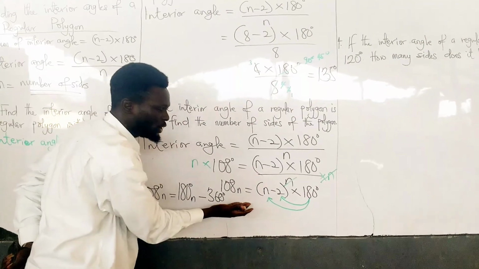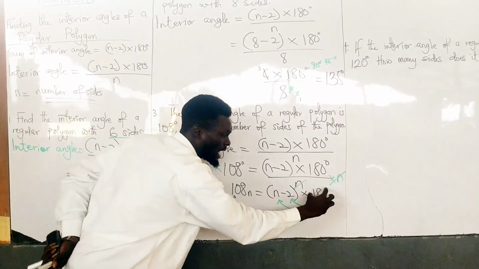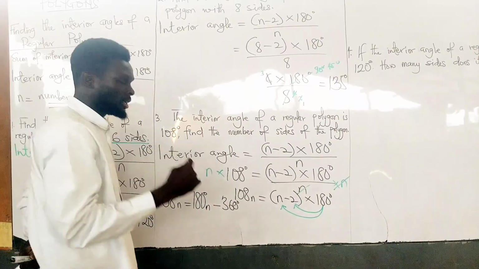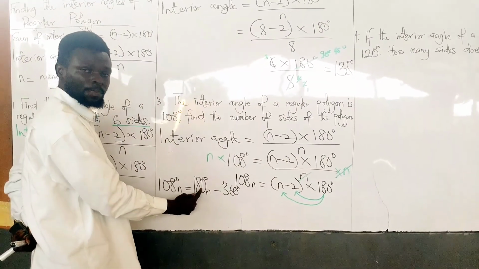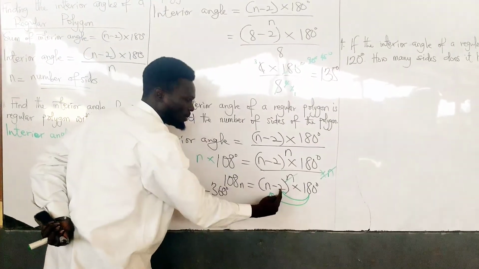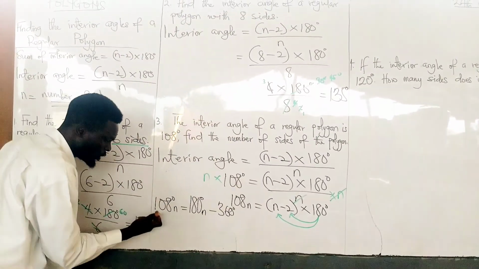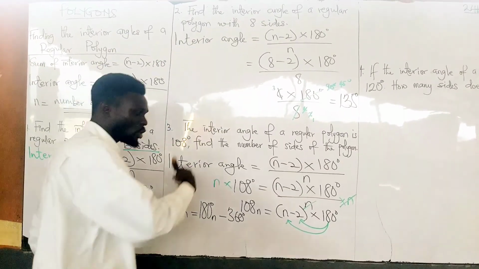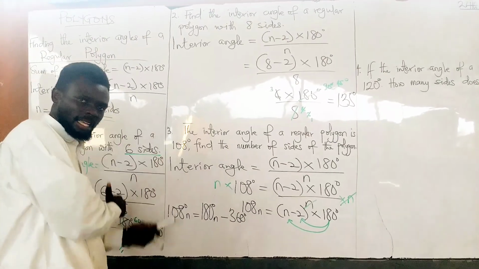So at this stage, we have to also clear the bracket. The 180 will multiply each of the elements in the bracket. So 180 times n will give you 180n. 180 times 2 will give you 360. Then with here, what do we do? You have n on the left side. You also have n on the right side. What do we do? We group like terms.